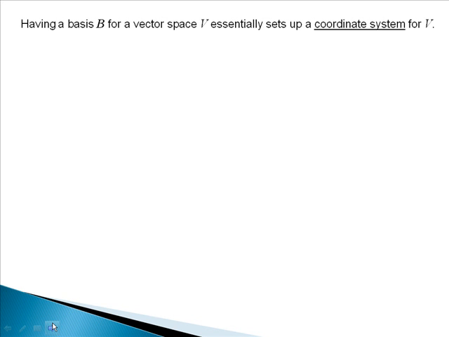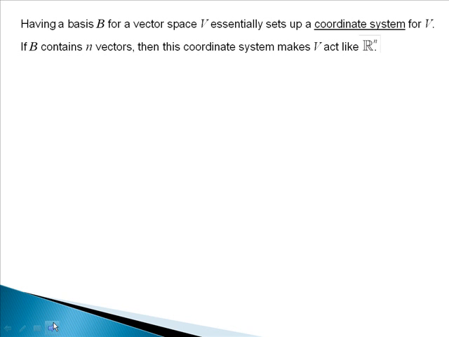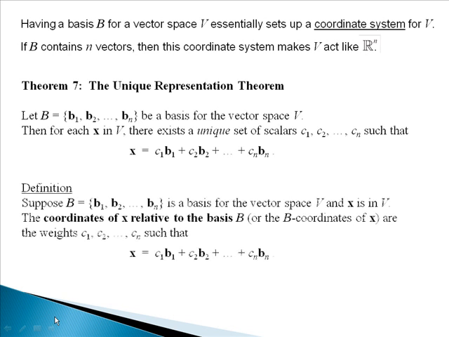So starting out here, having a basis beta for vector space V essentially sets up a coordinate system for V. If beta contains n vectors, then this coordinate system makes V, our vector space, act like Rn, even if it's not Rn. So let's look at this theorem and definition.